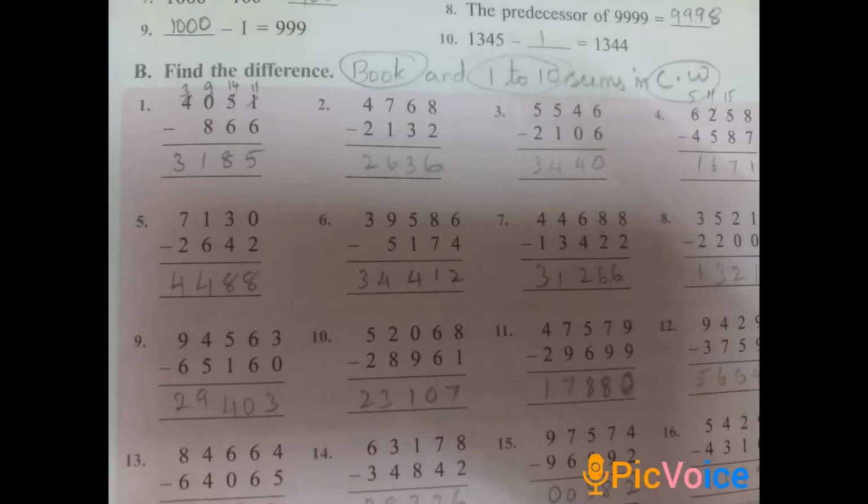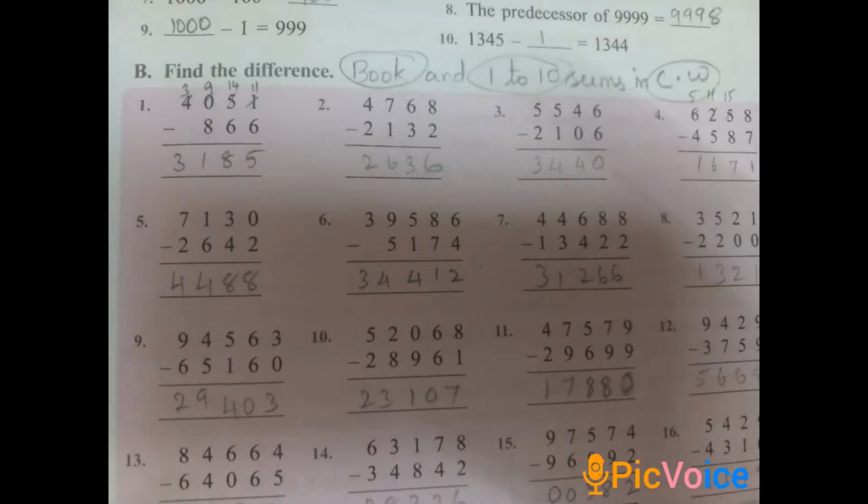B1, find the difference. First sum is 4051 minus 66. When we are doing the subtraction, similar to a small number subtraction, we have to start from the ones place onwards. 1 minus 6 is not possible. Get the borrow from the next number.